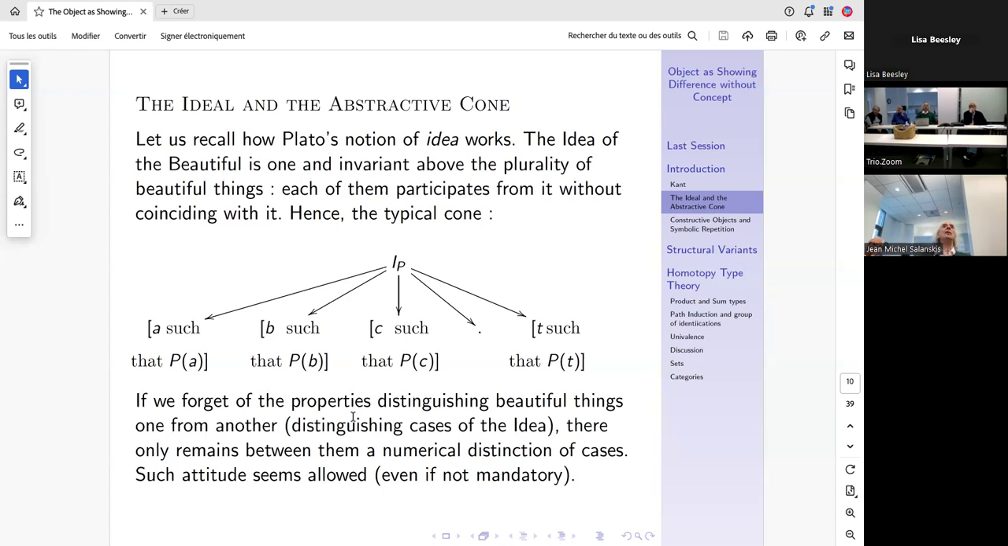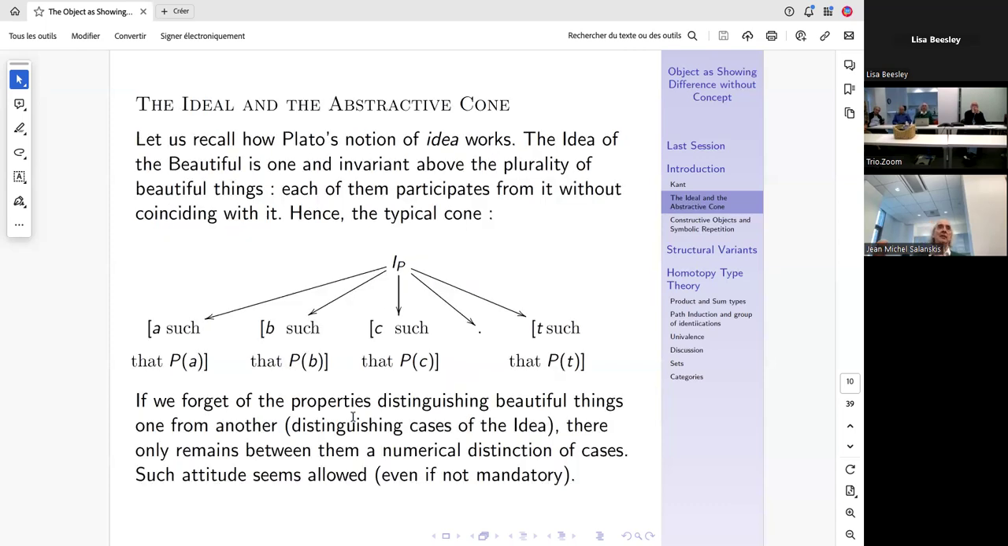So I'm trying to figure the conception of the idea of the beautiful. And the idea of the beautiful is supposed to be one and invariant above a plurality, which is the plurality of beautiful things. So you have a lot of beautiful things, A, B, C, and T. So A such that P of A, it means here P of X means X is beautiful. And you have the idea of the beautiful, which is above, one and invariant. If we forget about the conceptual differences between the various beautiful things, then we only have a numerical difference between them as cases of the idea of the beautiful. And such an attitude seems to be allowed, even if it's not mandatory.